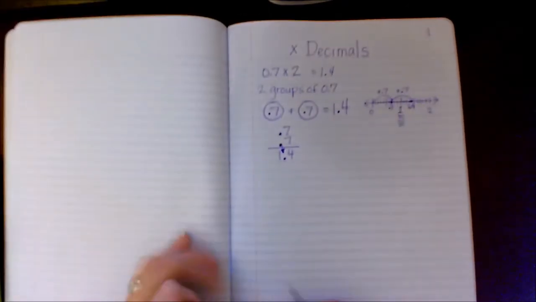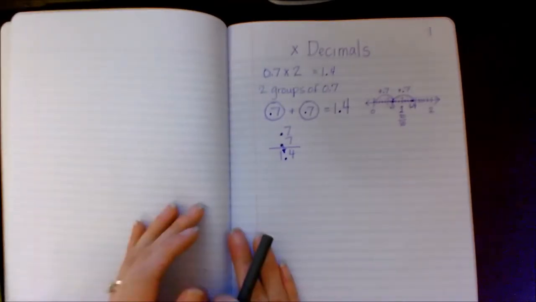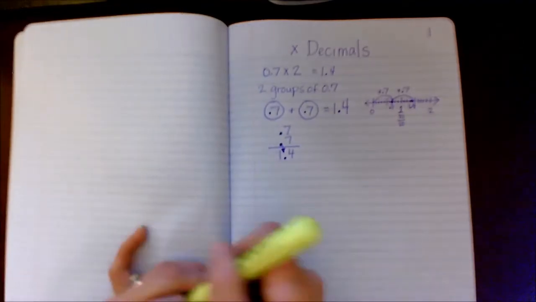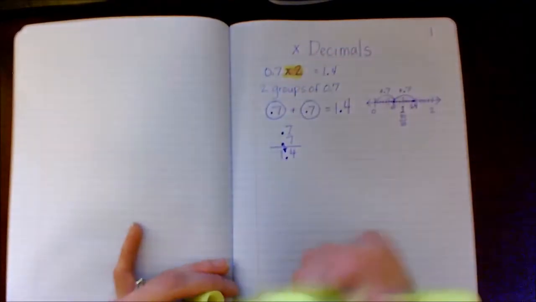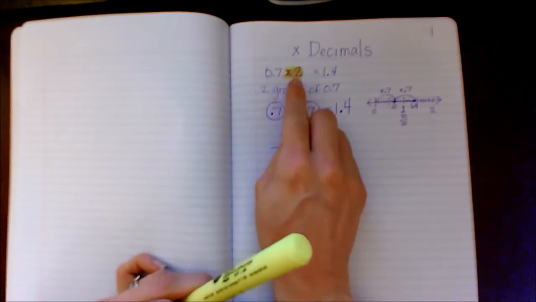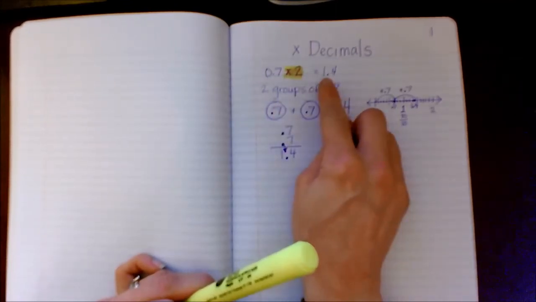So now we're going to look at this using a different set of numbers. Notice that I'm multiplying times 2 here. 2 is a whole number larger than 1. And I got a number larger than 7/10. So I started with 7/10. I multiplied it times a number larger than 1, and I got a number larger than 7/10.